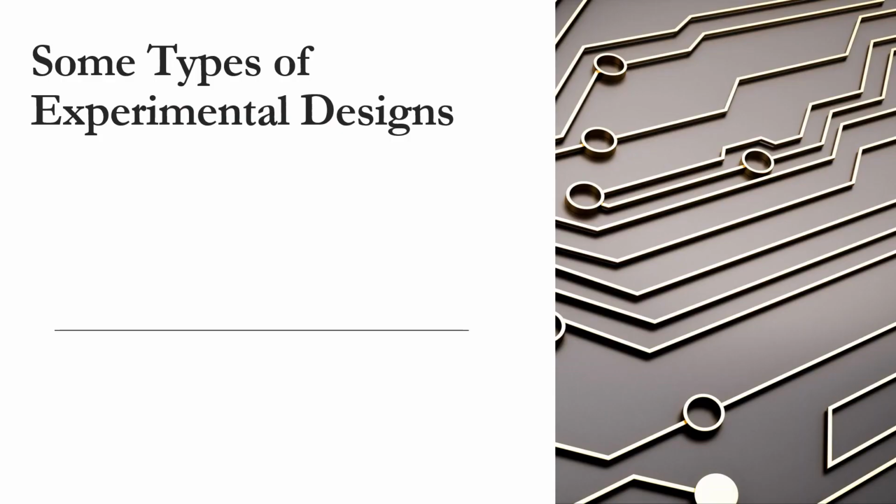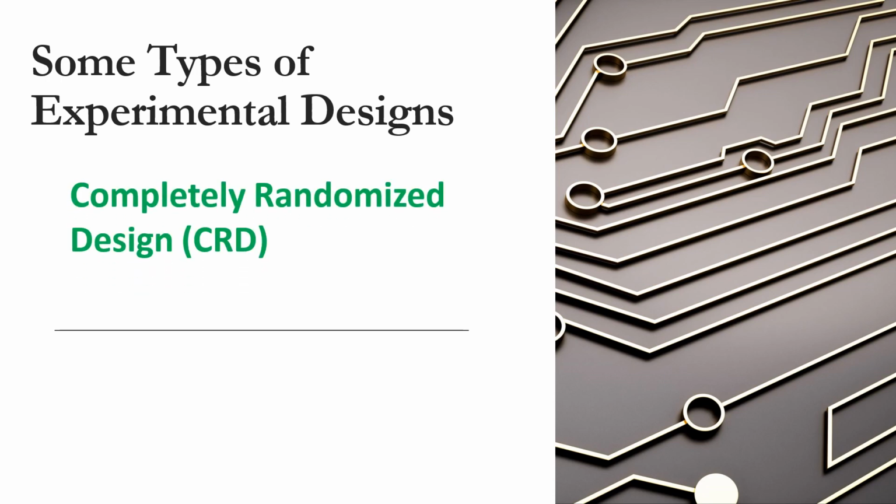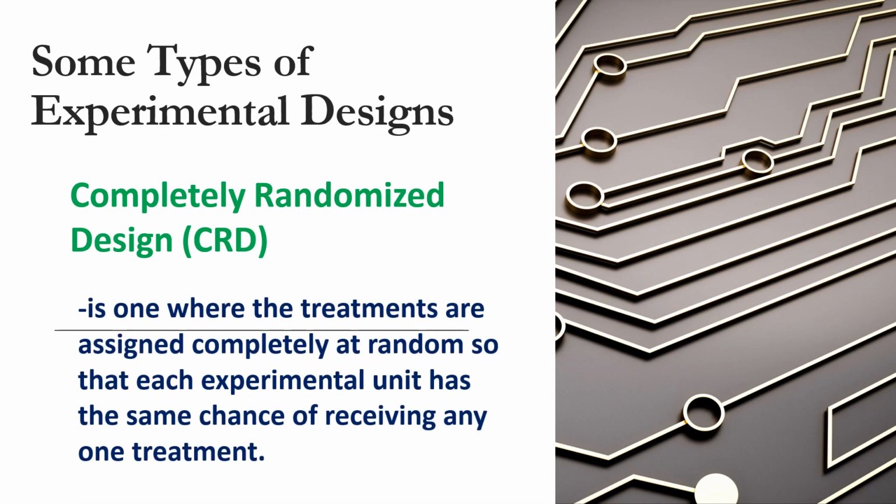Okay, here are some types of experimental design. So let's start with the CRD, or it is known as the completely randomized design. So this is one where the treatments are assigned completely at random so that each experimental unit has the same chance of receiving any one treatment. Now CRD is best suited for experiments with small number of treatments.